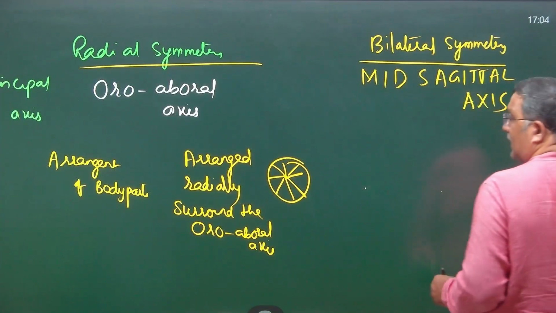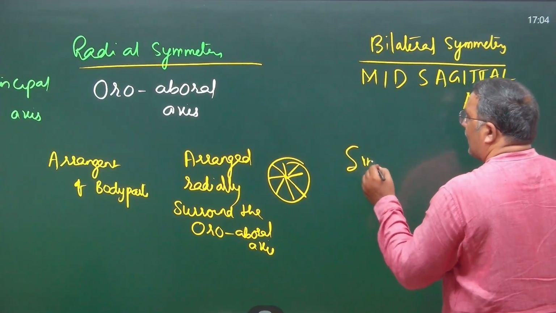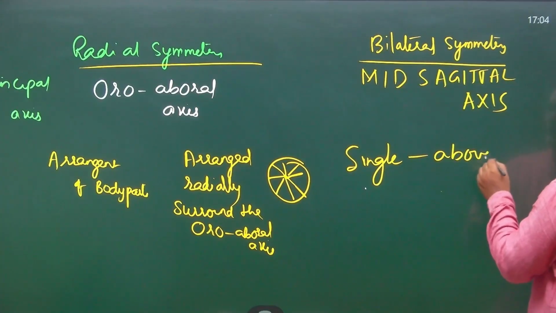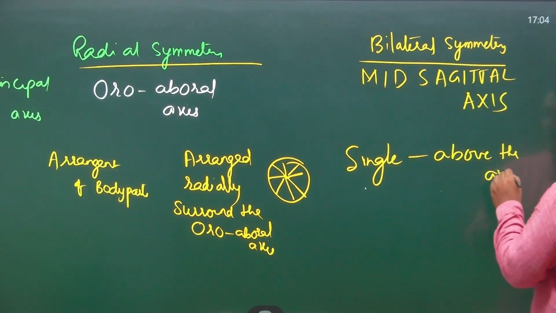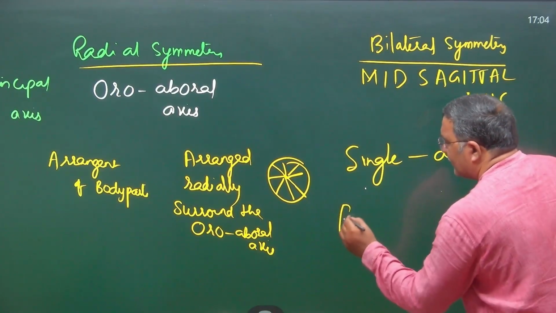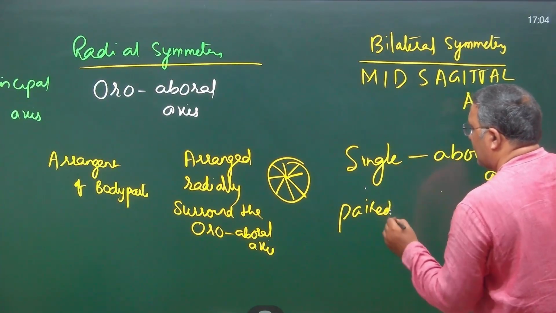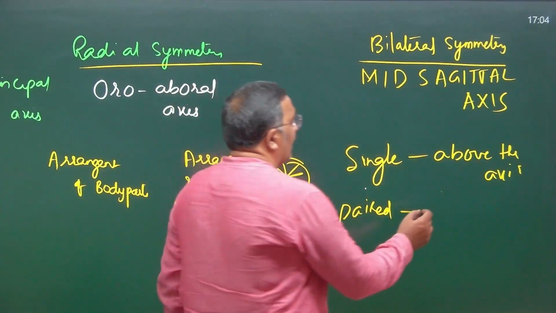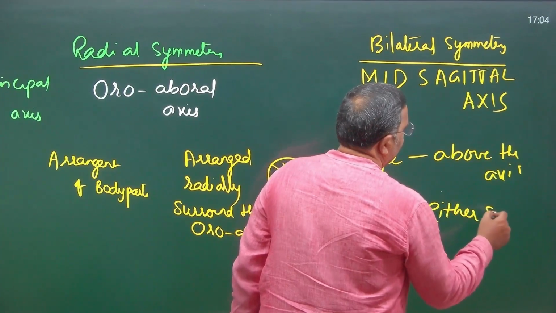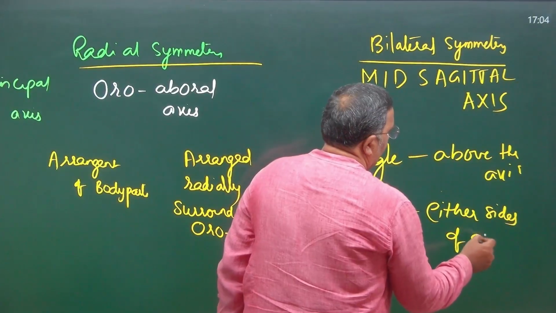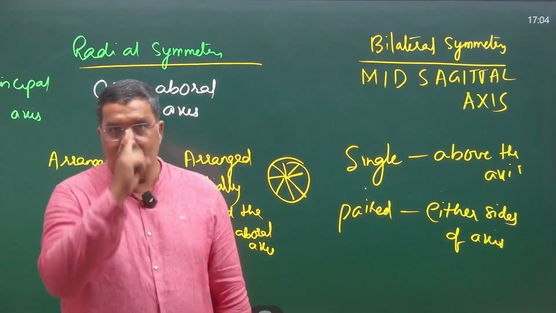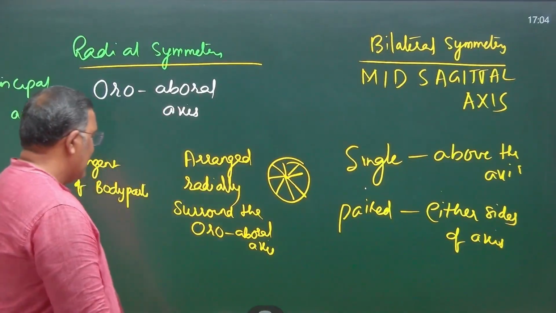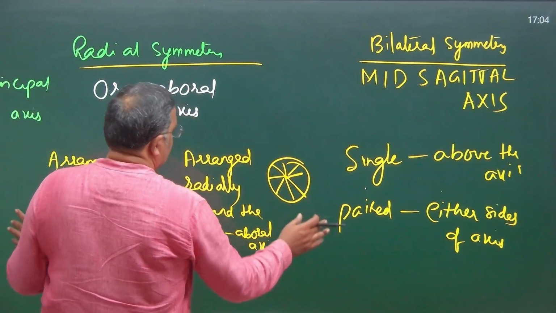Here, the mid sagittal axis. How are the body parts arranged? I said, if it is single, it is on the axis. If it is paired, paired structures are present on either side of the axis, isn't it? Take the example of the nose in the center on the axis, and the ears and eyes on either side of the axis, arranged equidistantly. Okay.